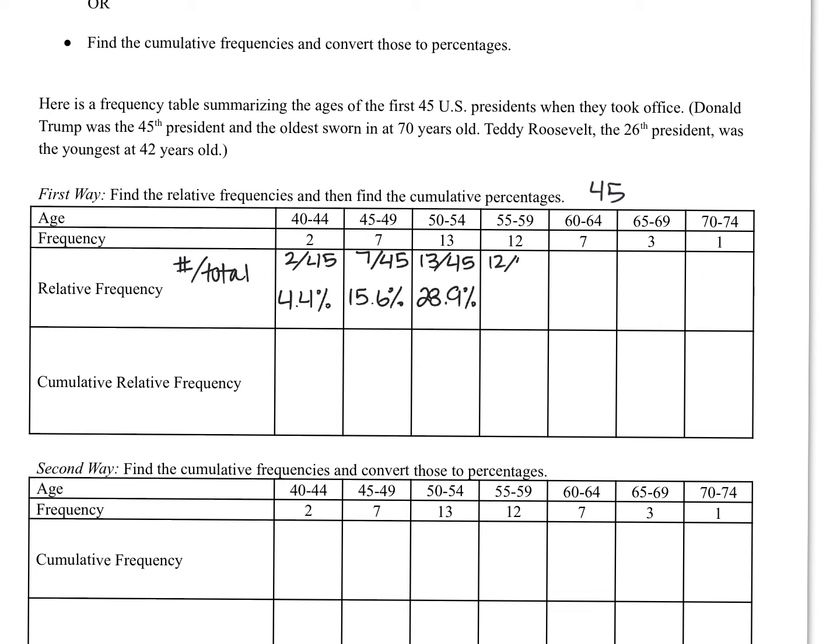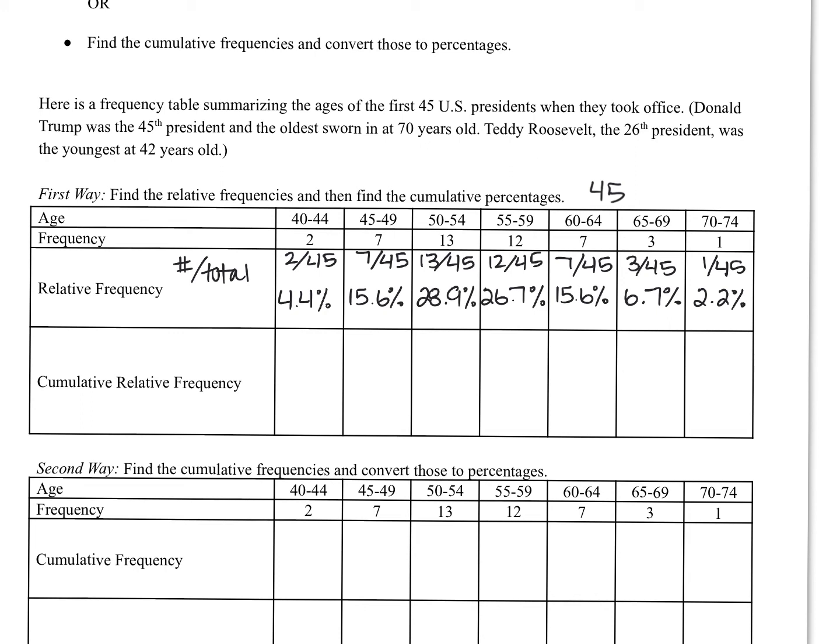Then 12 out of 45, which is 26.7%. 7 out of 45, again, which is 15.6%. 3 out of 45 is 6.7%. And then lastly, we have 1 out of 45, which is 2.2%.